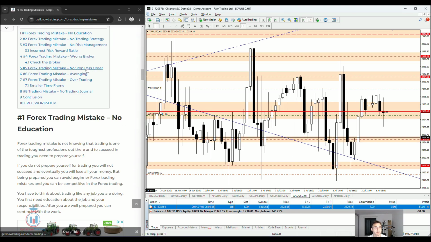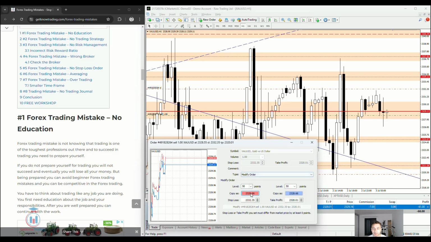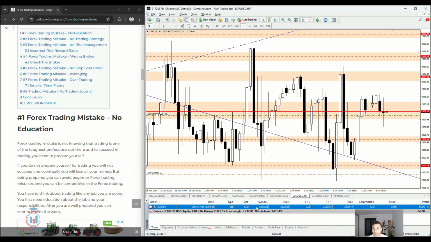No stop loss order. That means there is no stop loss, and that means if I open the trade without having the stop loss, and if I completely delete this one, there will be no stop loss, which is very bad. What that means is the price can go against you, against you, against you, and completely go up, and then you will lose all the money you have on your trading account. This is a very bad situation.